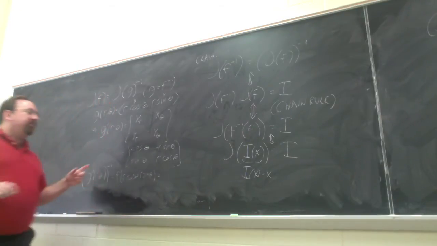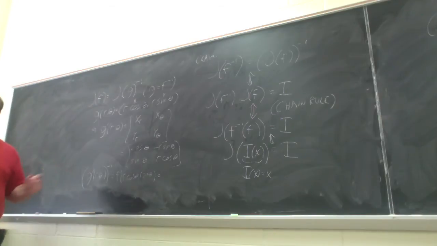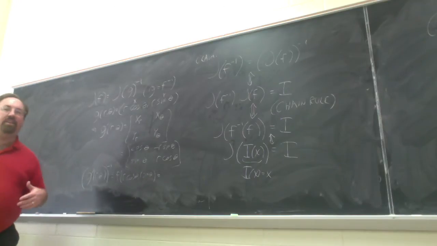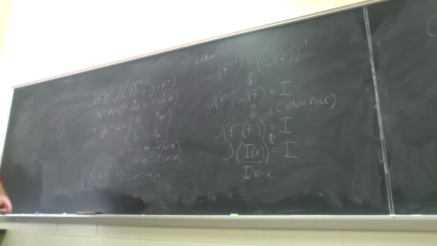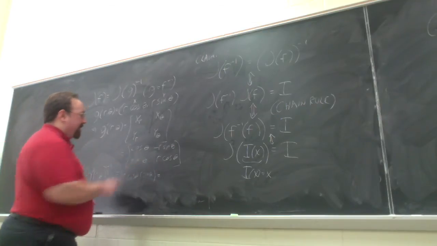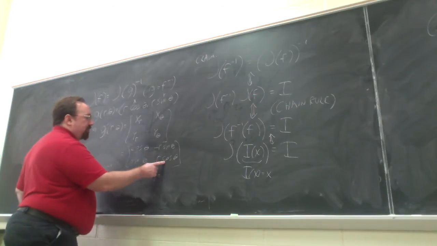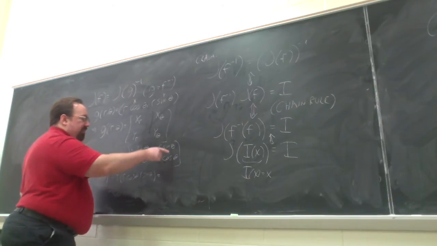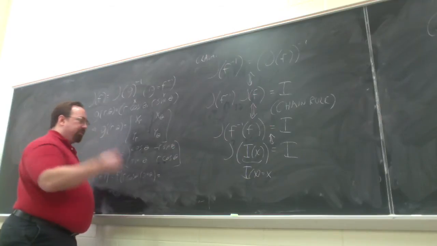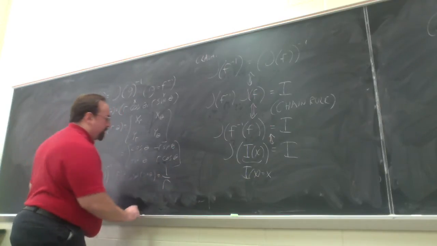What is the formula for the inverse of a 2 by 2? What's the first thing you need? 1 over the determinant. Yes. What is the determinant of this matrix? R. Yes, because it's R cosine squared plus R sine squared. Cosine squared plus sine squared equals 1. So we get 1 over R up front.